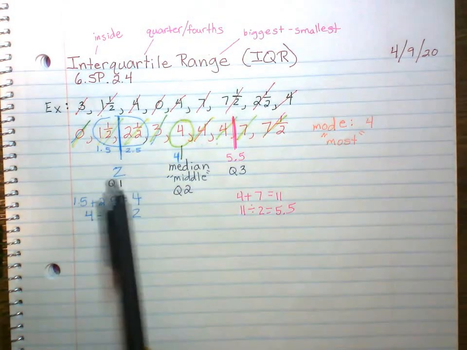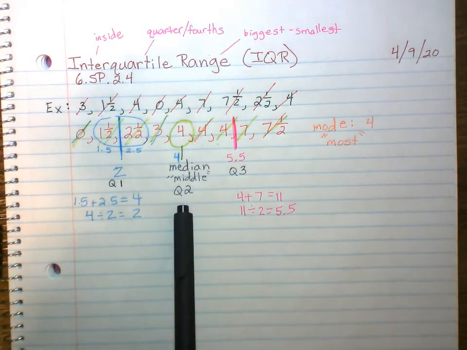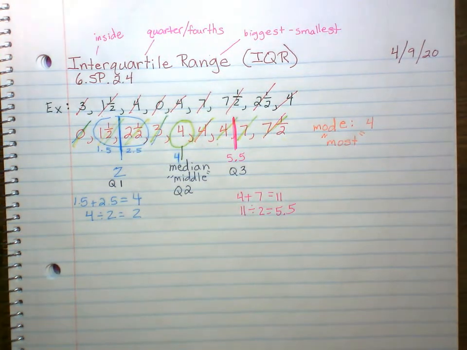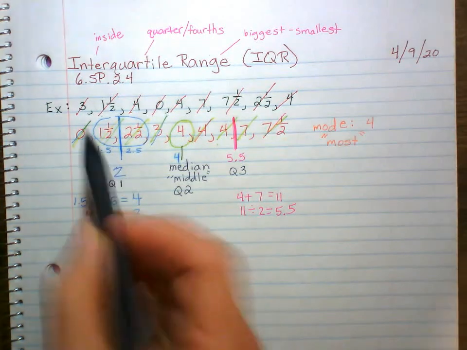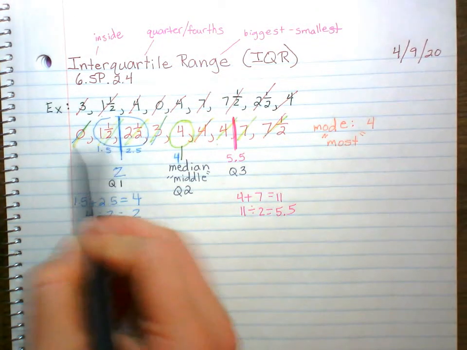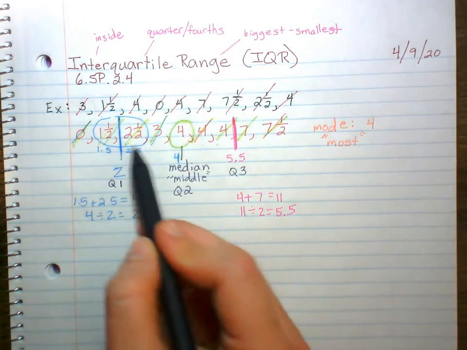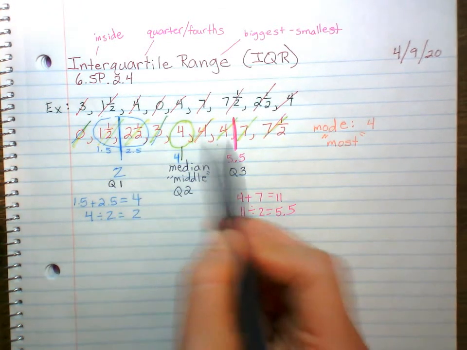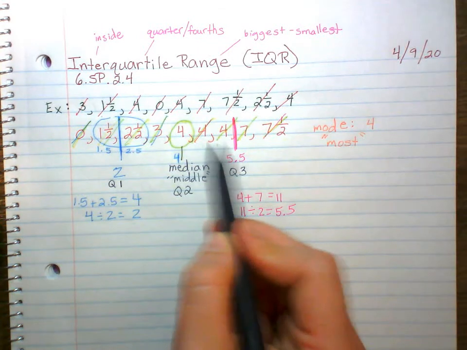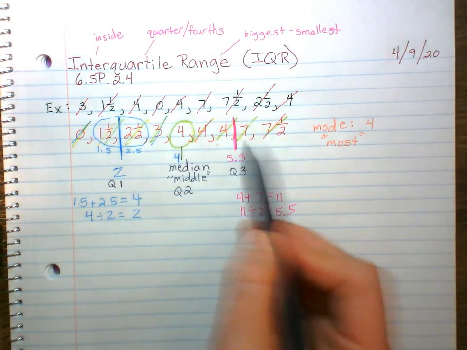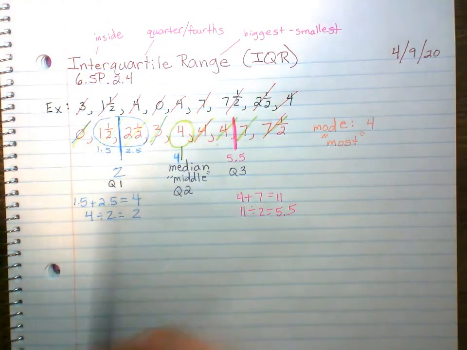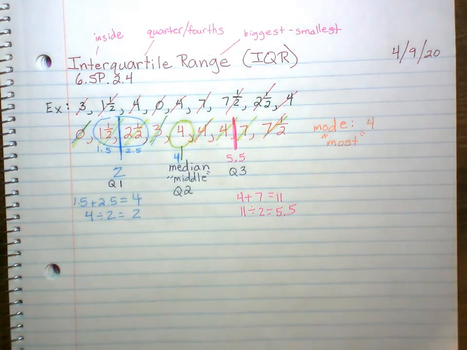So we found our first quartile, we found our second quartile, our median, we found our third quartile. And what we see is there's two numbers on this side of the first quartile. There's two numbers between the first and the second quartile, two numbers between the second and the third quartile, and two numbers between the third and the end, the last one. So we know that we perfectly broke it up into 4 equal sections.